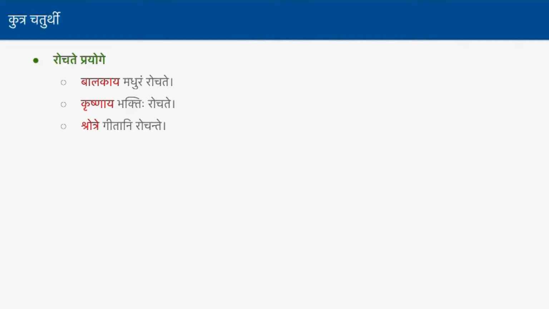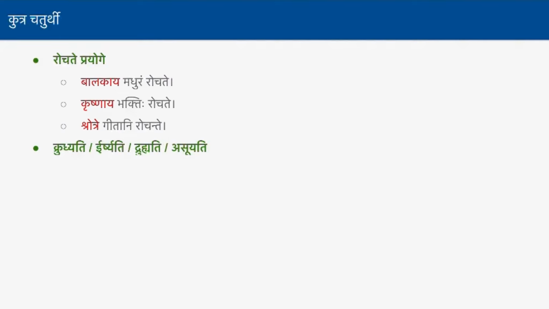Okay, the next prayoga, that is the fifth prayoga for Chaturthi, is for these kriya padams like krudhyati, irshyati, druhyati and asuyati. So in these kriya pada usages, the object or the person on whom we have the anger will be represented in Chaturthi.